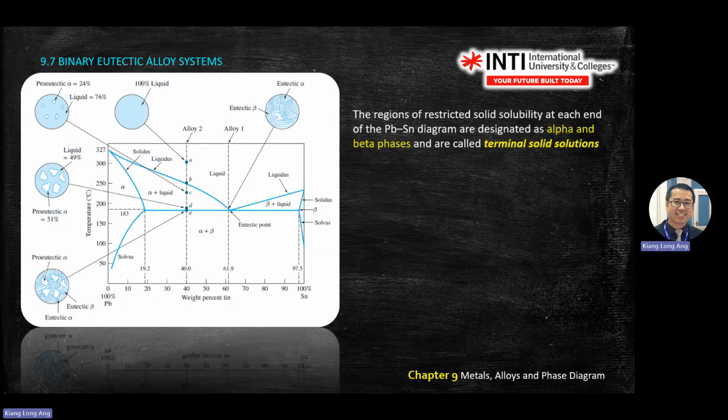Another one is called the terminal solid solution. What is terminal? Terminal is the left hand side and the right hand side. So you have a eutectic point, and your terminals are on the left and on the right. It's either the beta phase or the alpha phase on the eutectic line, left and right. We call it the terminal solid solution.